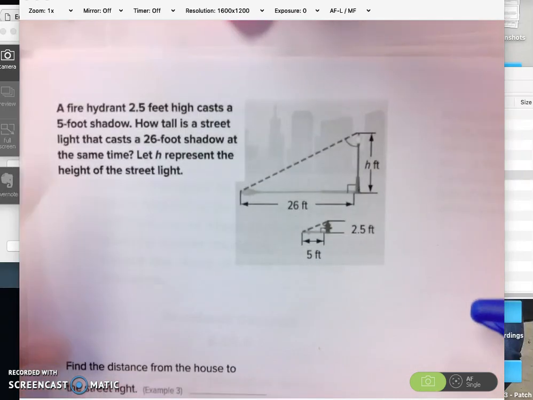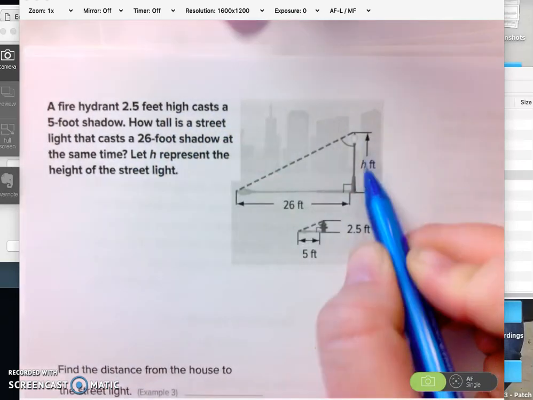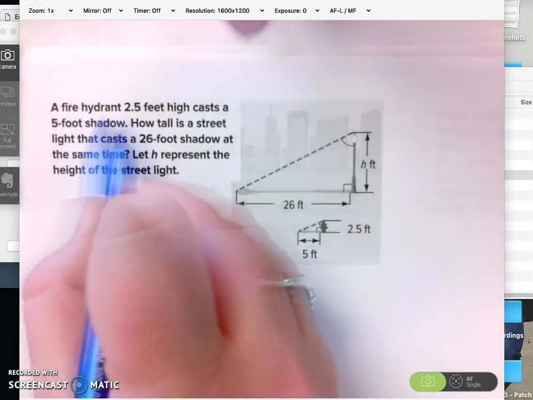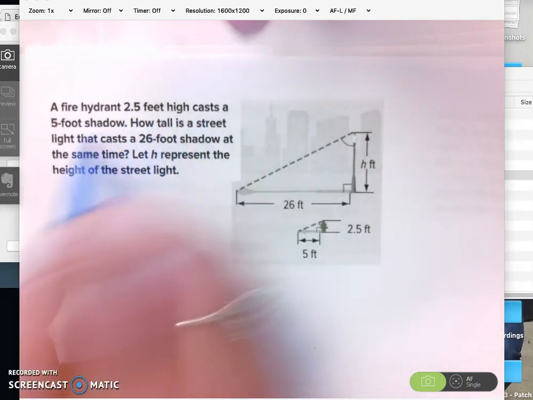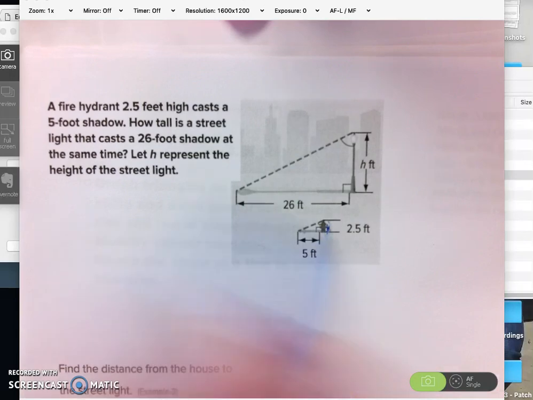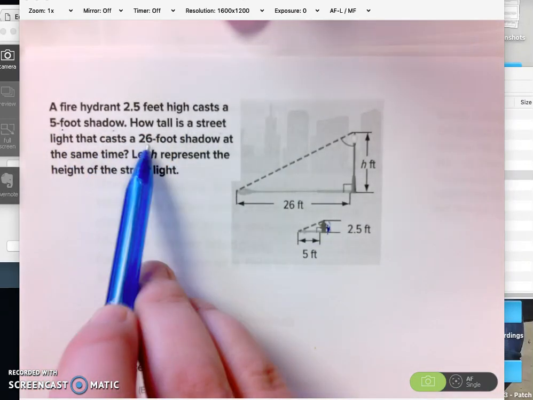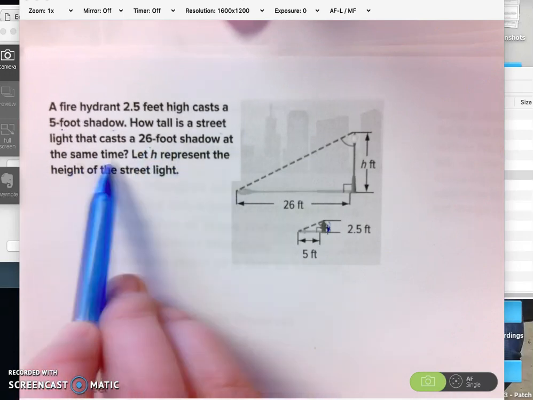Okay, so our last, I believe, two examples. We have a fire hydrant here, 2.5 feet high, casts a 5-foot shadow. So right here, 2.5 feet high. How tall is a street light that casts a 26-foot shadow at the same time?